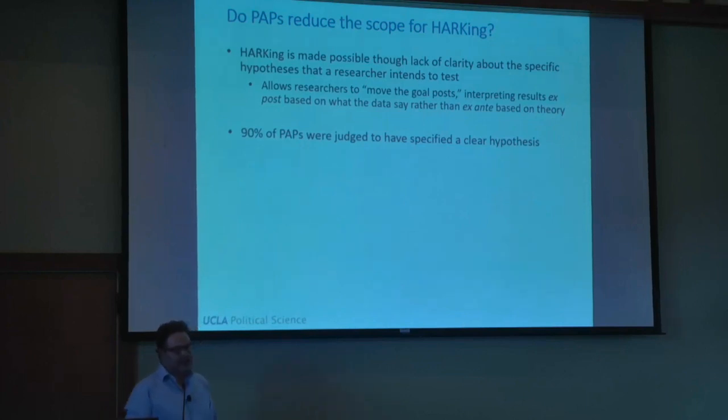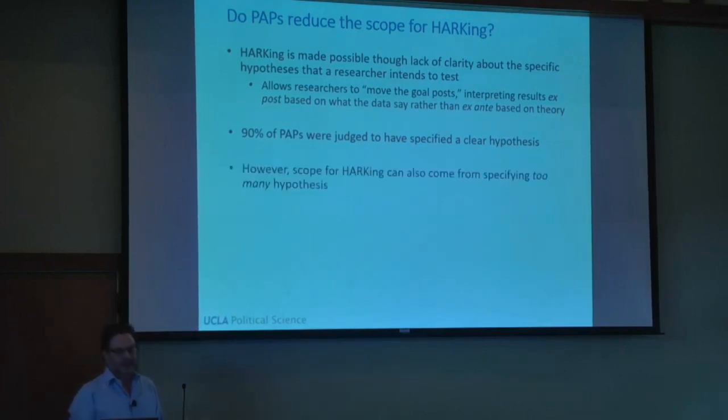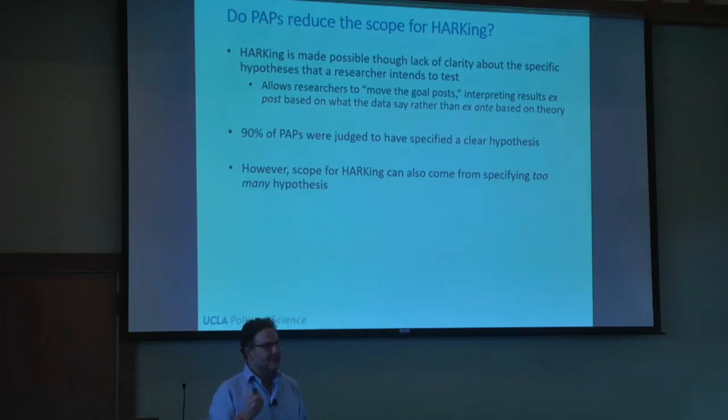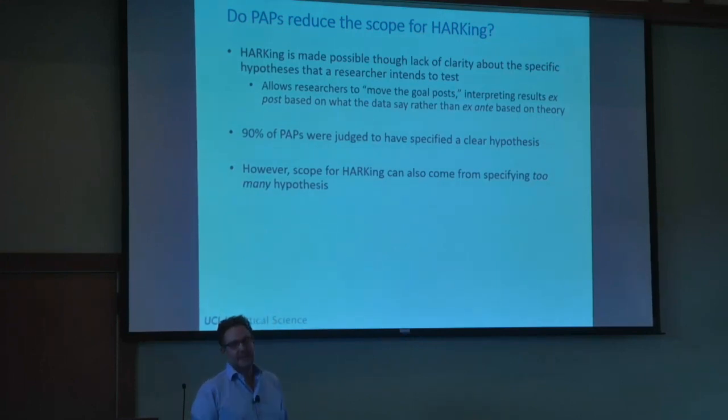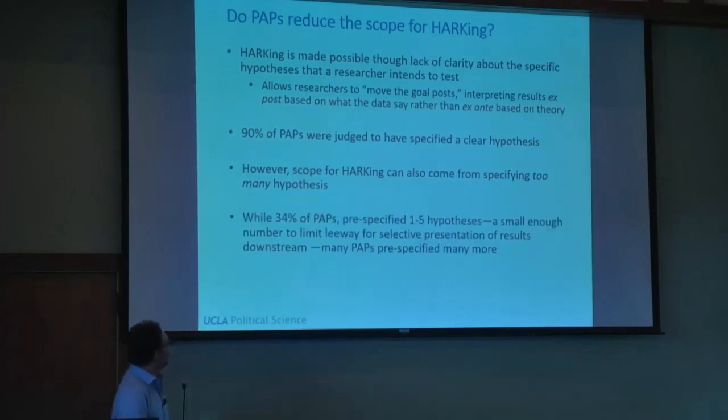90% of PAPs in our sample were judged to have specified a clear hypothesis. However, scope for harking can also come from specifying too many hypotheses. An interesting fact that we stumbled on, or recognition that I stumbled on, is that greater scope for phishing comes from too little specification, greater scope for harking comes from too much specification. And many of the PAPs that we studied had too much specification in terms of hypotheses.